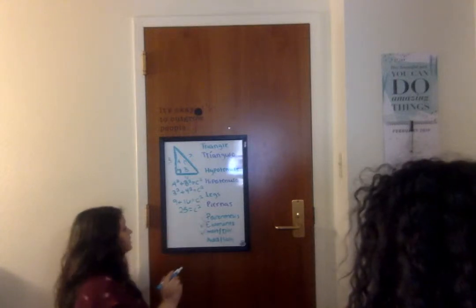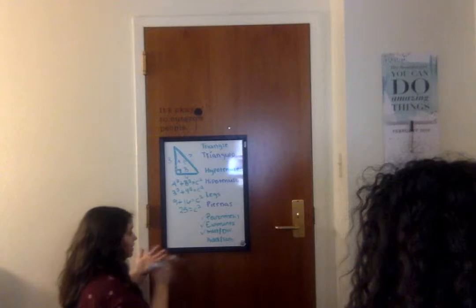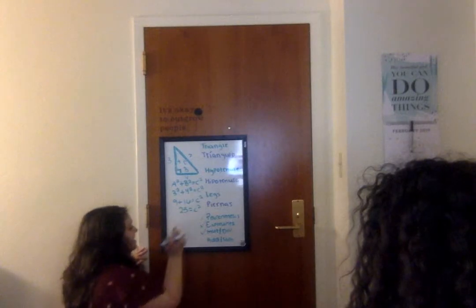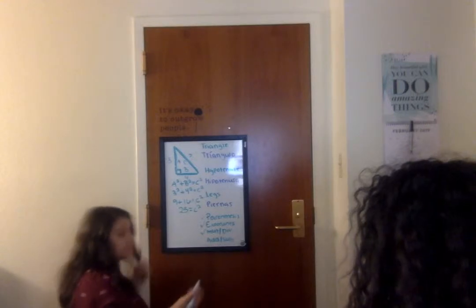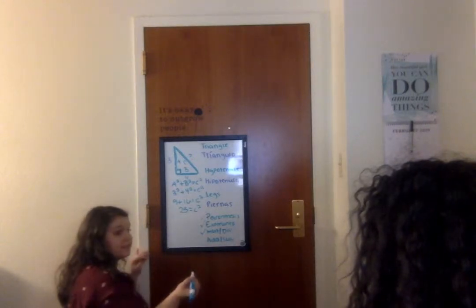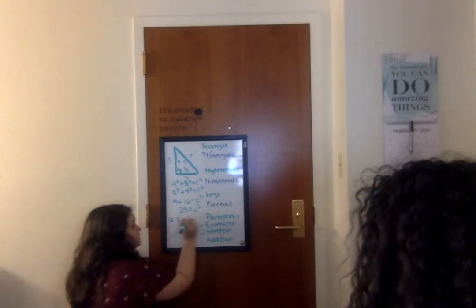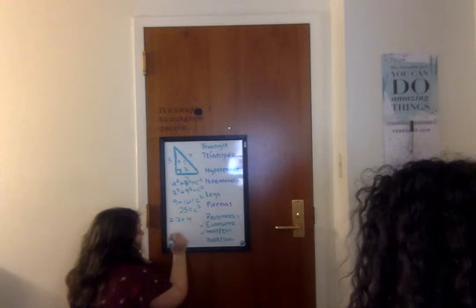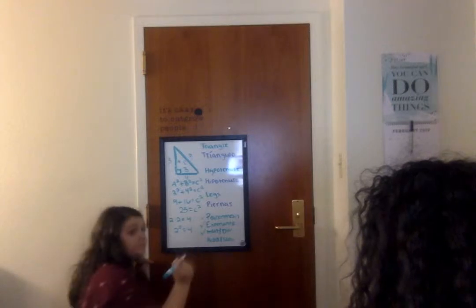Okay, so in order to get rid of the square root, or the square, we're going to take the square root. And I'm going to show you why that works. Let's just take 2 for example. We know that 2 times 2 is 4, correct? Yes. And we also know that 2 times 2 is 2 squared, correct? Yes. Which is also equal to 4.